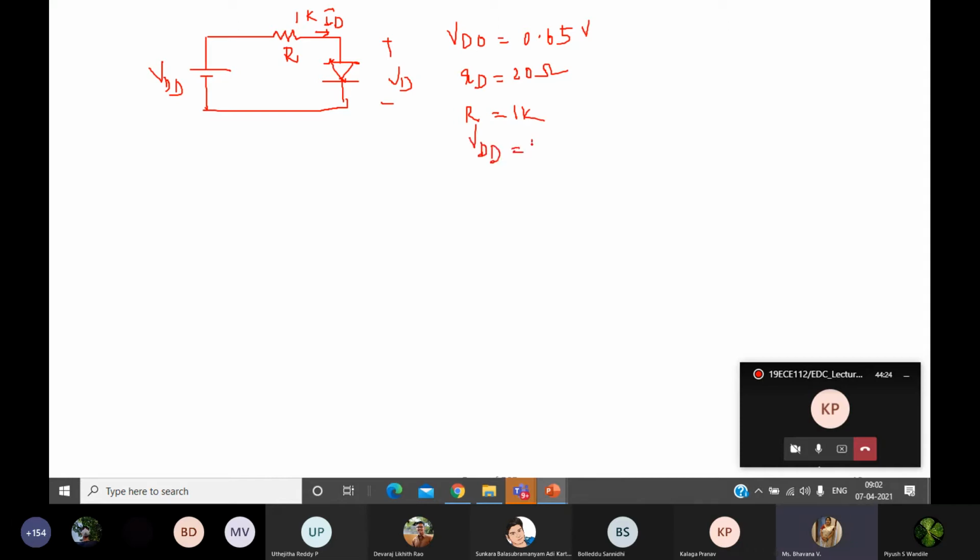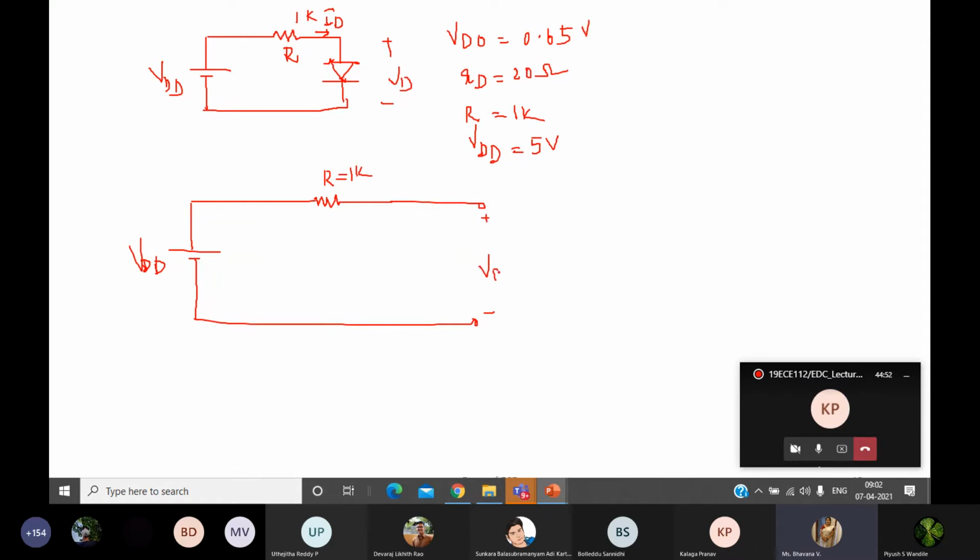So what you have to do? You have to utilize the piecewise linear model. For that you have to redraw the circuit. How will you redraw the circuit? This will be my VDD. Here I have a resistance R equal to 1K. Here I am going to take my output VD.